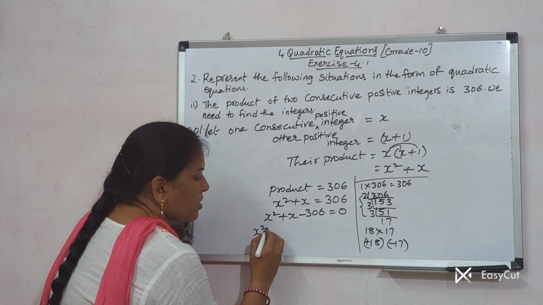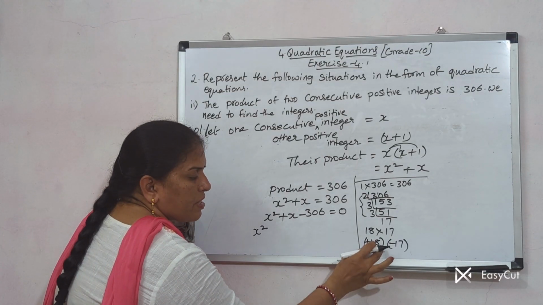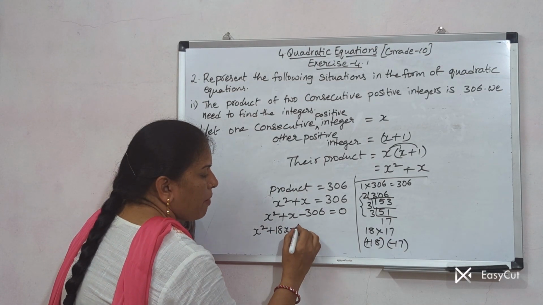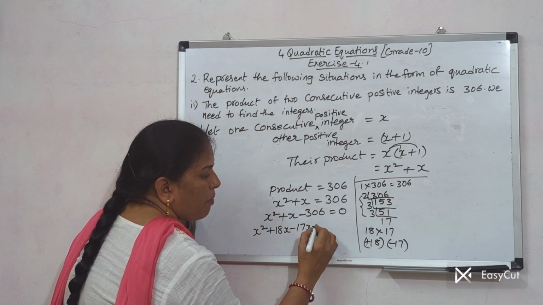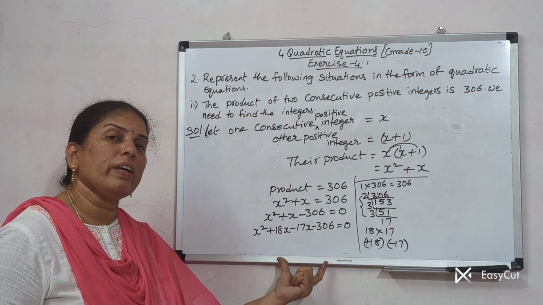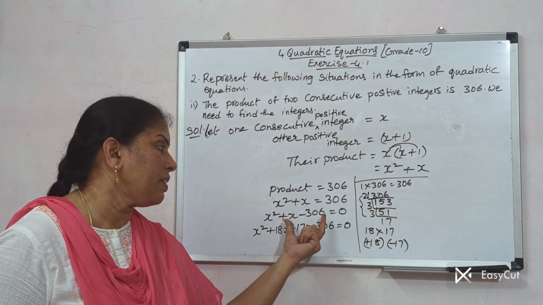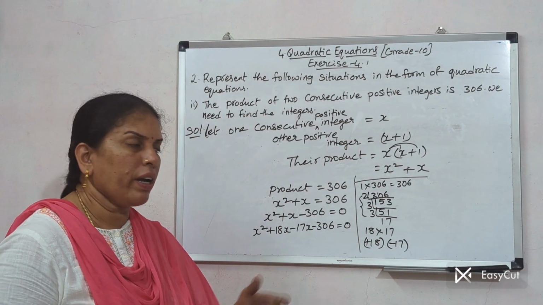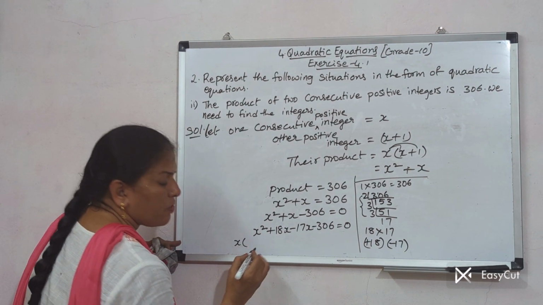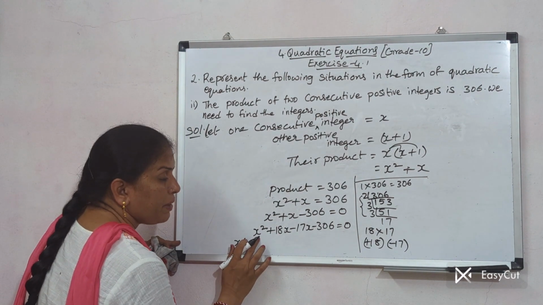Write down x square. What is the first term? Plus 18x. Second one, minus 17x minus 306 equal to 0. What are we doing here? We are finding the factors for this equation. Okay. Now, in these two, what can we take out common? We can take x out common.